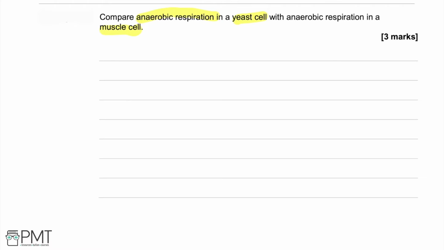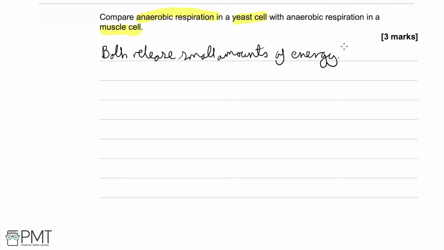Compare anaerobic respiration in a yeast cell with anaerobic respiration in a muscle cell. Well, first of all, let's begin with similarities. Both of these processes produce energy, but compared to aerobic respiration, they produce a small quantity of energy. Therefore, we can say they release small amounts of energy.